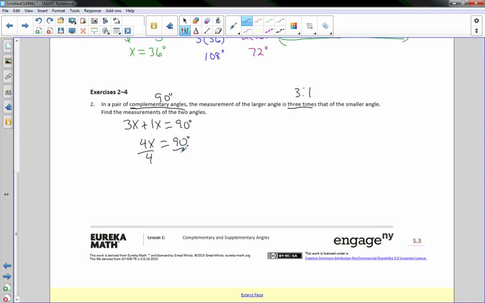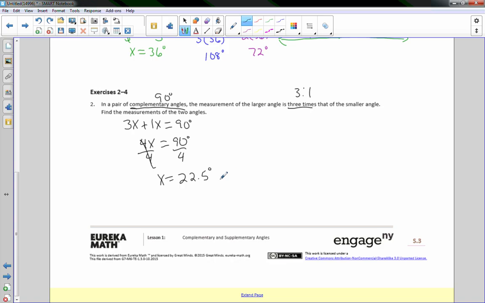Divide by 4, divide by 4. And x equals, 4 goes into 9 twice with a remainder of 1. 4 goes into 10 2 times with a remainder of 2. 4 goes into 20 5 times. So x is 22.5 degrees.